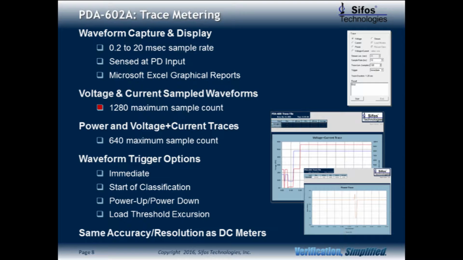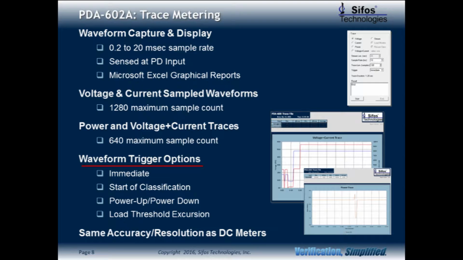Voltage and PD load current waveforms can be configured to produce 1,280 samples. The maximum possible trace duration at 20 millisecond sampling is 25 seconds. Power and combined voltage plus current traces offer up to 640 samples covering 13 seconds of time. Voltage plus current traces show the dynamic relation between PD current load and PD input voltage.